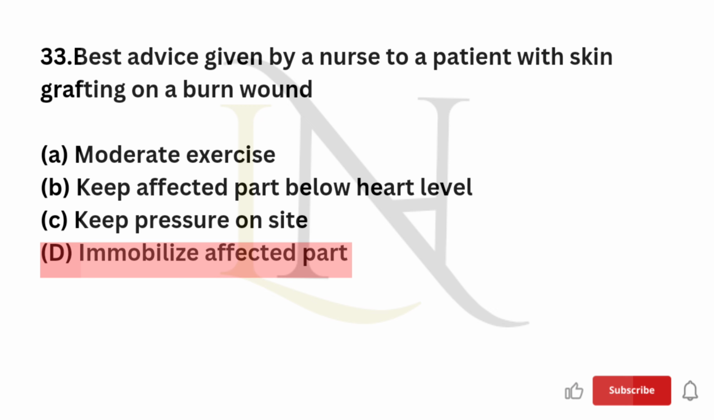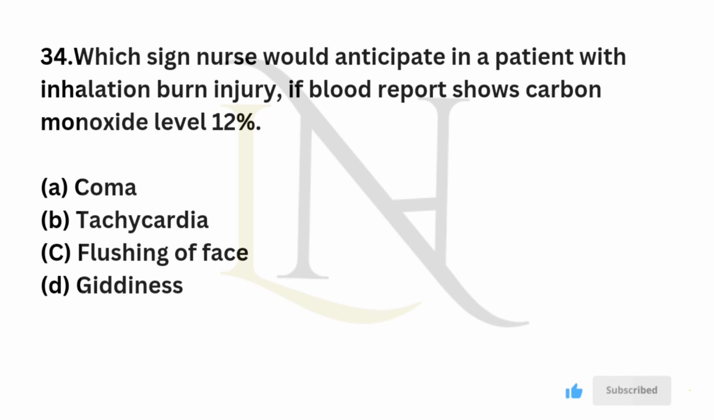Next MCQ. Which sign would the nurse anticipate in a patient with inhalation burn injury if the blood report shows carbon monoxide level 12%? Option A, coma. Option B, tachycardia. Option C, flushing of face. Option D, giddiness. Answer is option C, flushing of face.